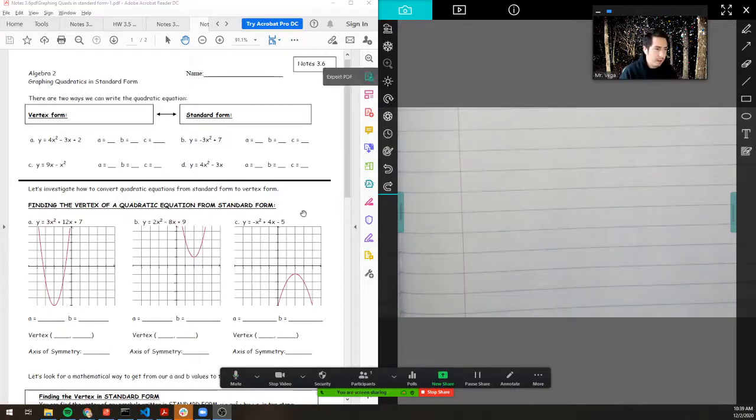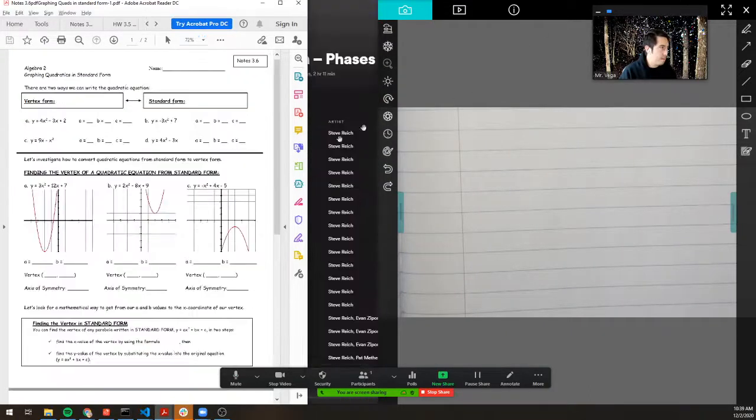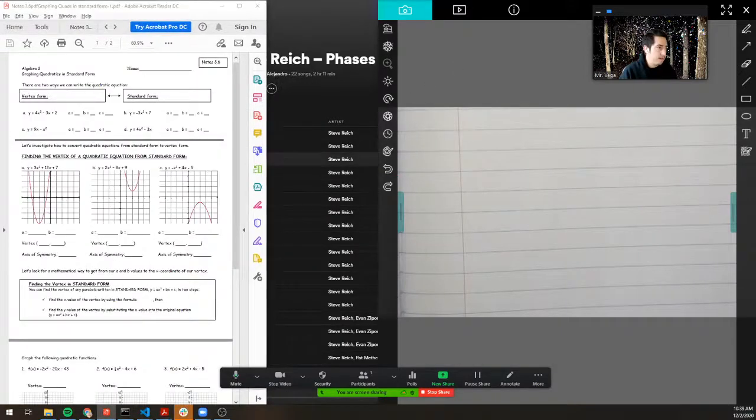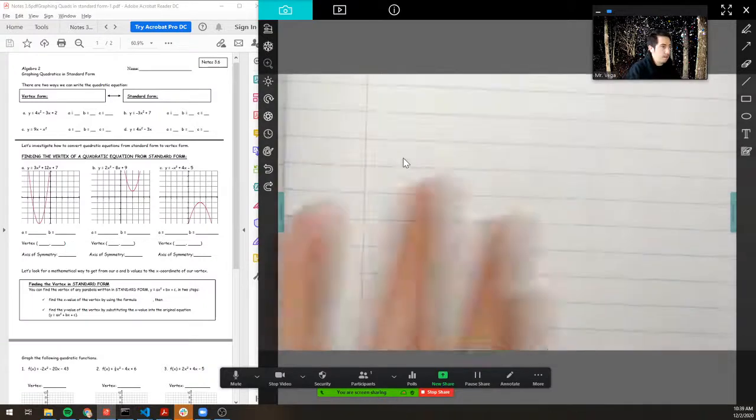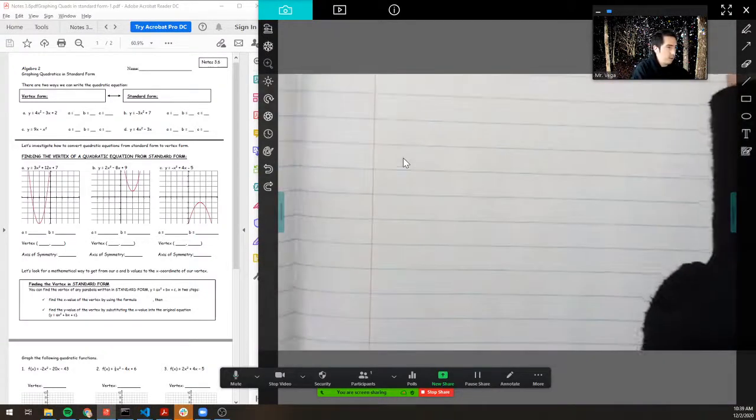I'm probably going to write much on them on the PDF right here, so I'm going to make my screen a little bit bigger. Make this bigger, yes. There we go, a little bigger. Okay, I can zoom out a little bit.